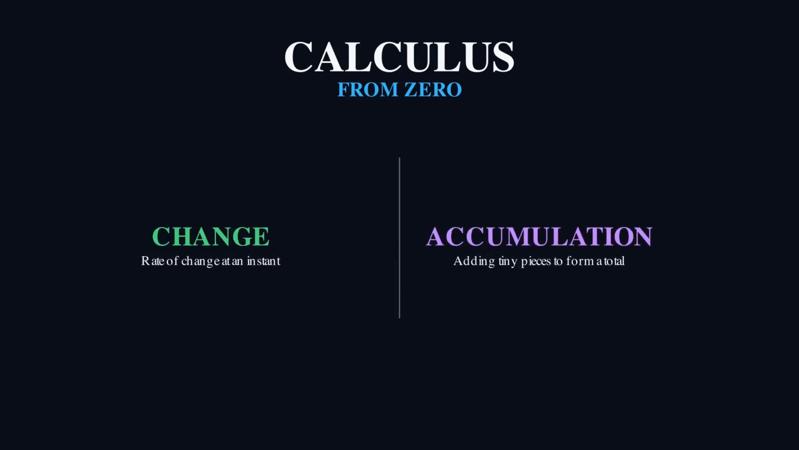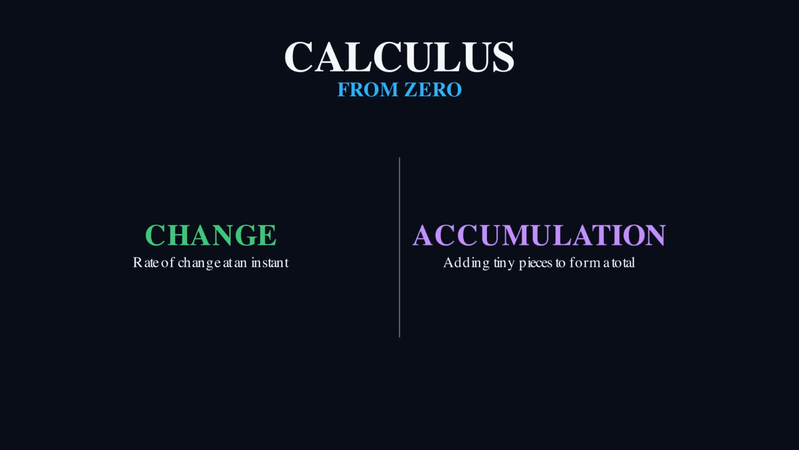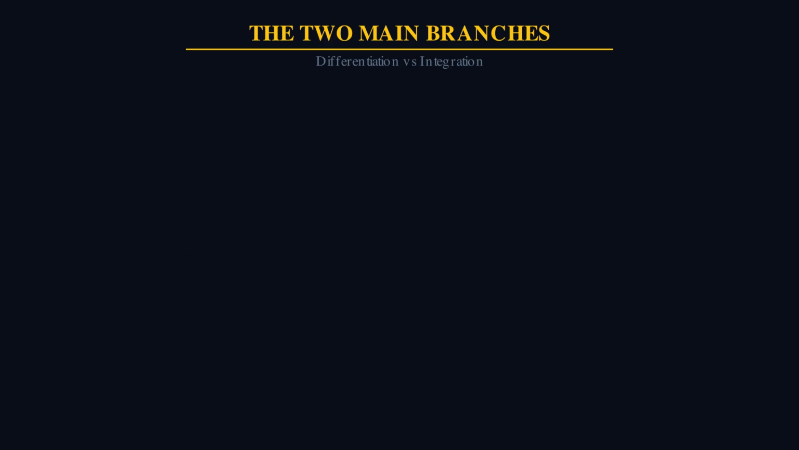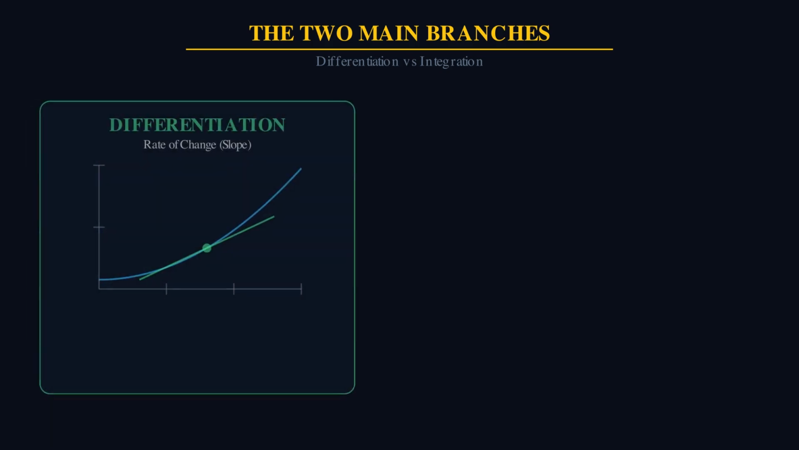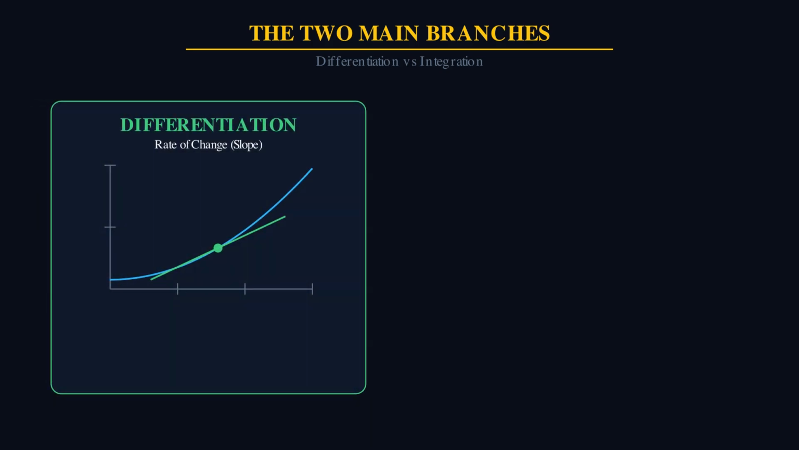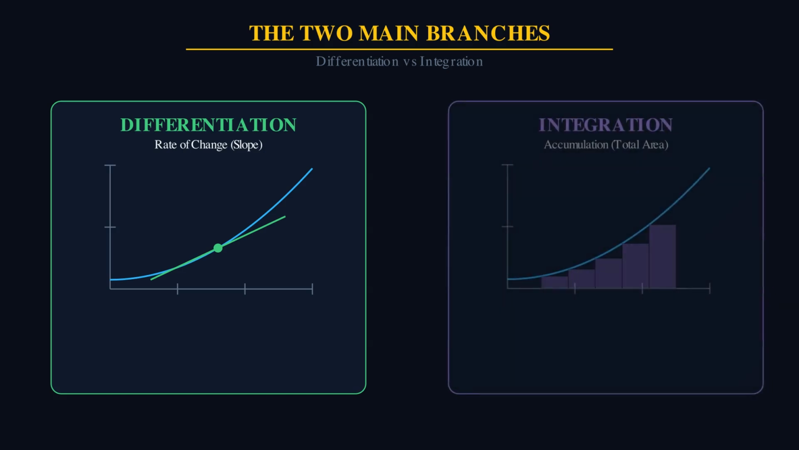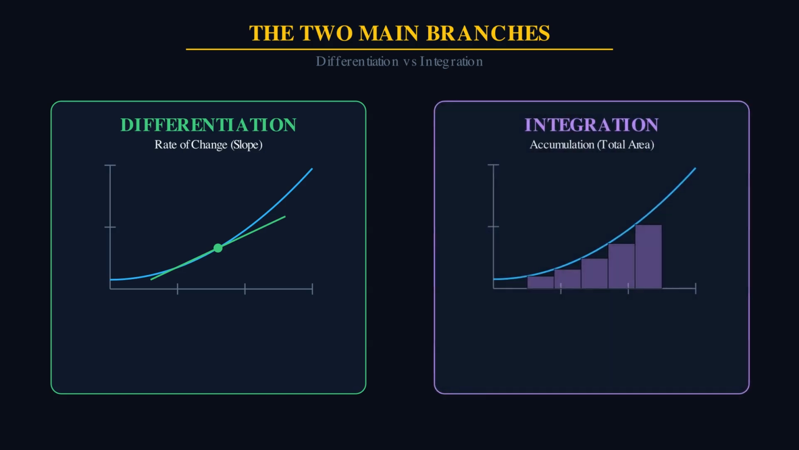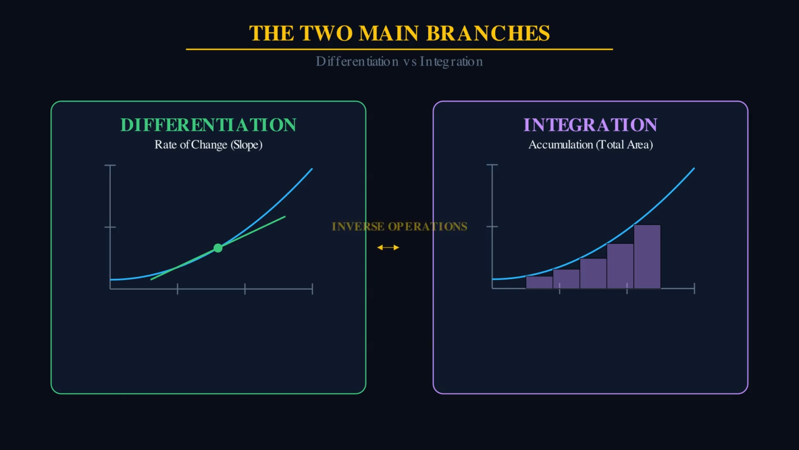Calculus is fundamentally built on two core ideas: change and accumulation. Differentiation mainly studies change and the rate of change using tangent slopes. Integration mainly studies accumulation. It allows us to add infinitely many tiny pieces together to compute a total area. Together, they form a perfect duality. Differentiation equals rate of change, and integration equals accumulation.